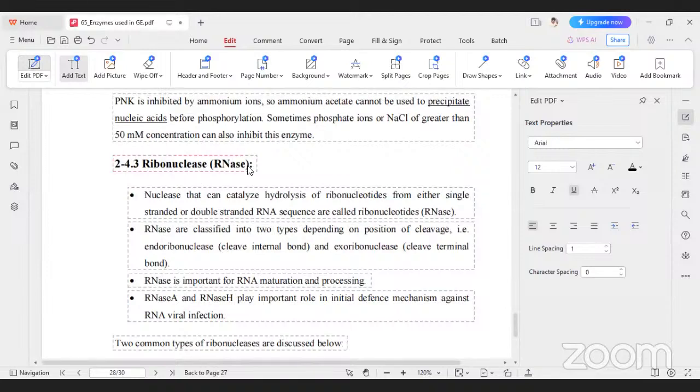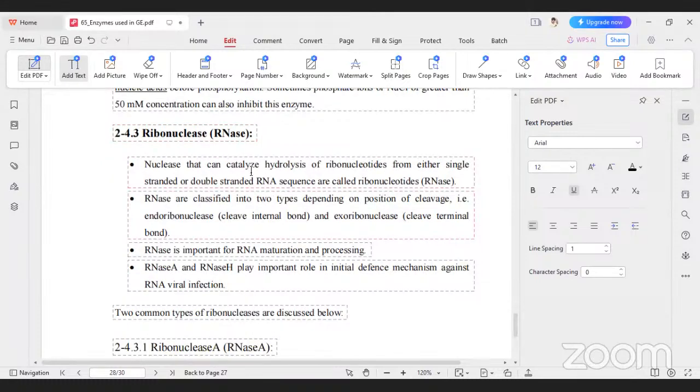Here, ribonucleases are RNA enzymes. The nucleases that can catalyze the hydrolysis of ribonucleotides from either single-stranded or double-stranded RNA sequences. They are classified into two types dependent on cleavage: endoribonucleases cleave internal bonds, exoribonucleases cleave terminal bonds. Simple.